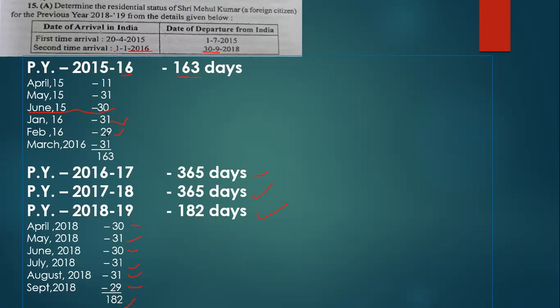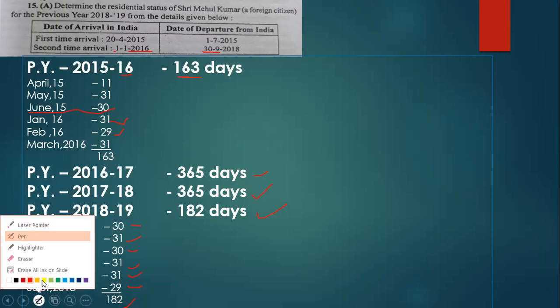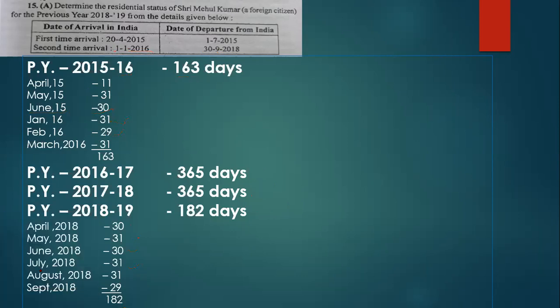For this, you have to remember the definition of previous year properly, when the previous year will start and when the previous year will end. That definition should be very clear in your mind. Then only you can easily calculate these numbers. Okay, so let's go further.